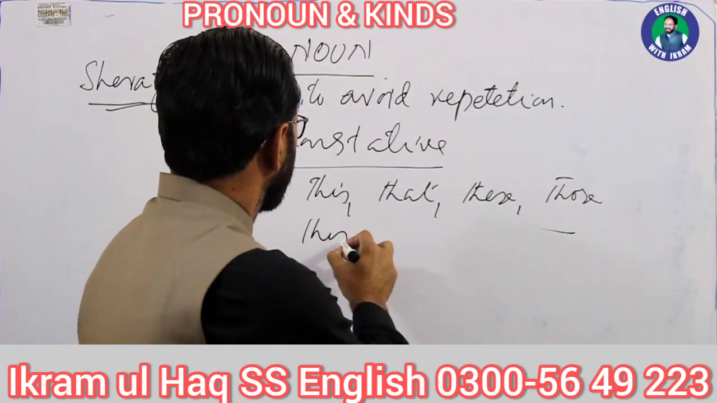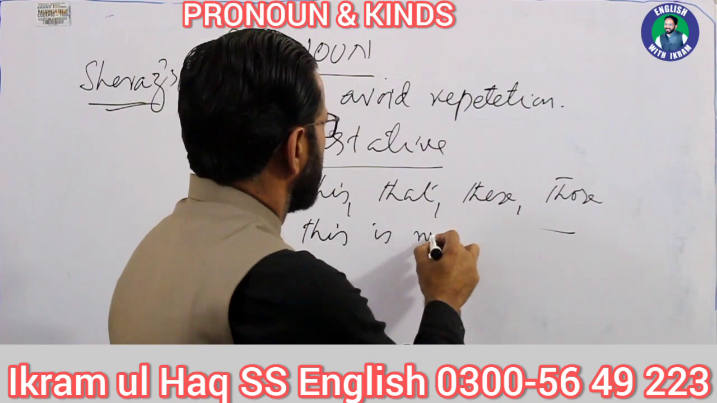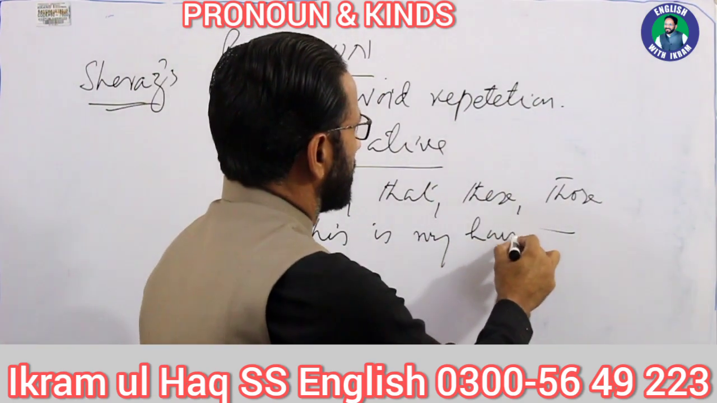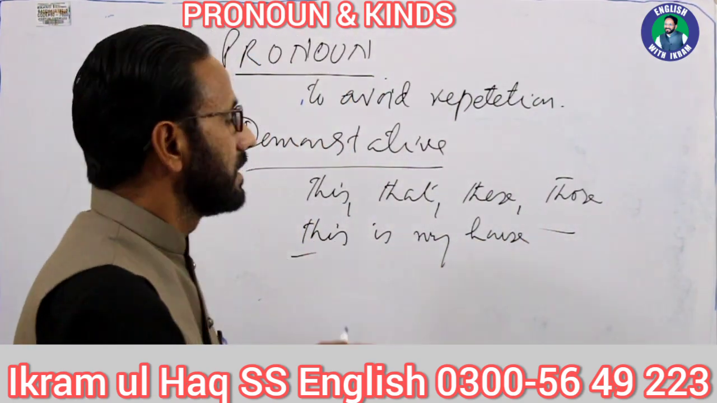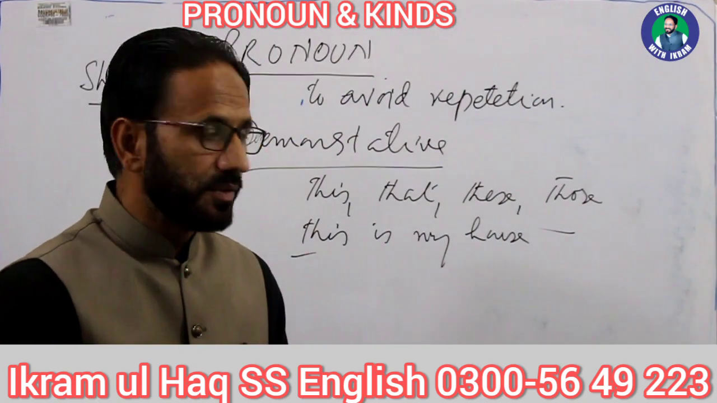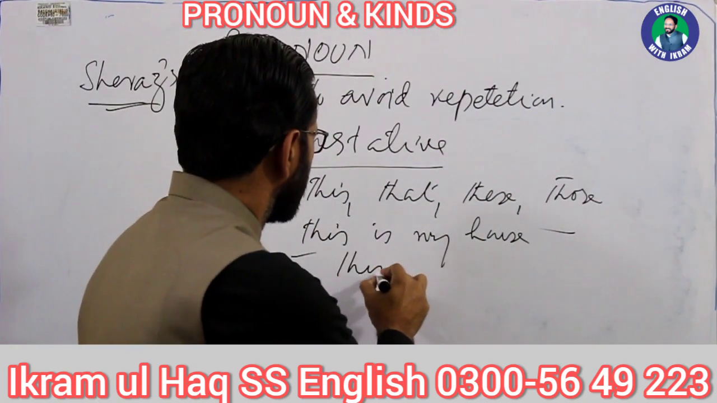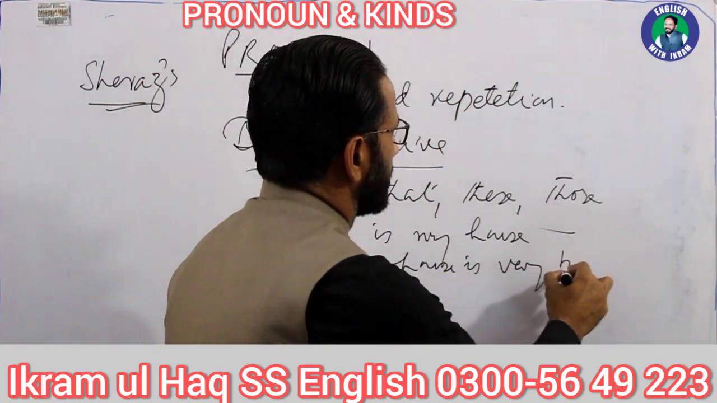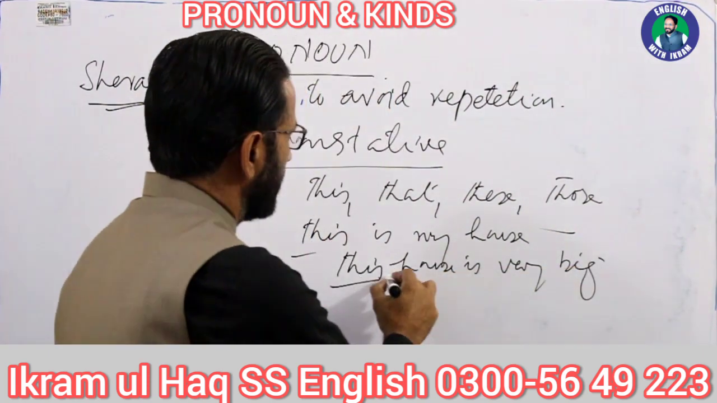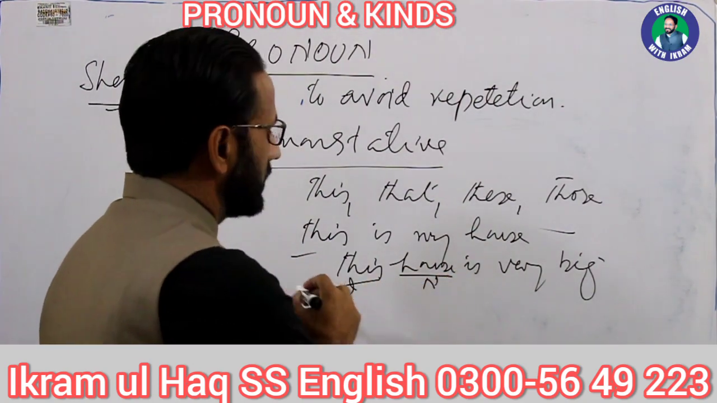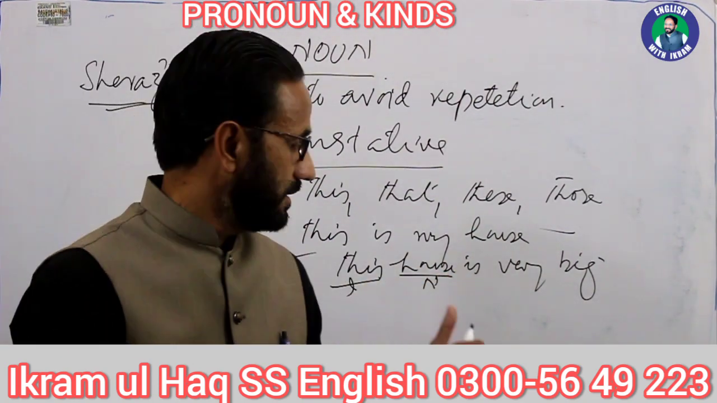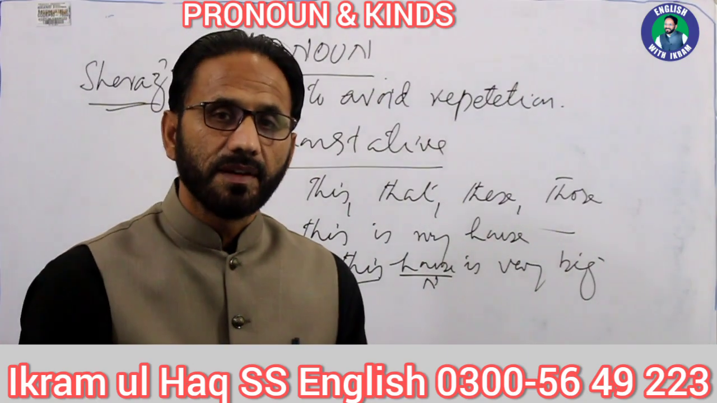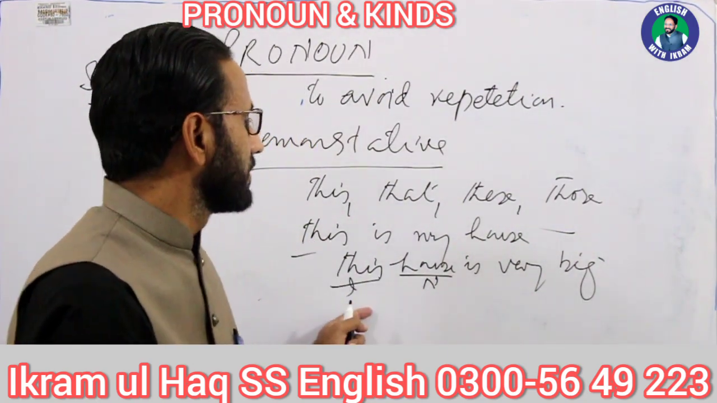This is my house. Here, this is a demonstrative pronoun. This house is very big. Now, this house, this is a noun here, so this is used as a demonstrative adjective. So this is a slight difference.